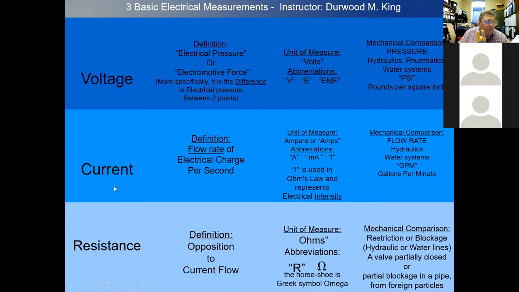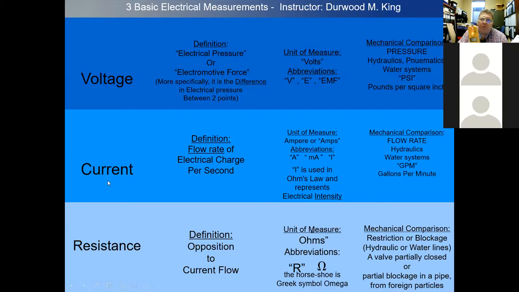Now, current, by definition, the simplest way to view it would be its flow rate. It's the flow rate of the electrical charge per second, like saying how fast the water is flowing through a line in gallons per minute. The flow rate of electrical charge we call current, like current in a river. The faster the water flows, the higher the flow rate, gallons per minute in a river. That's the same thing as current in an electrical circuit. When you're reading current, we measure in a unit called amps or amperes.